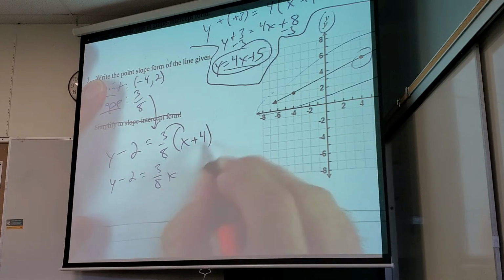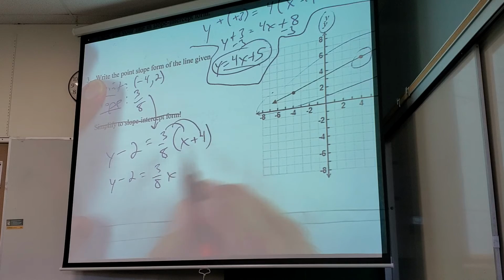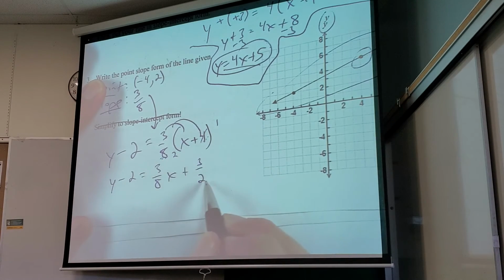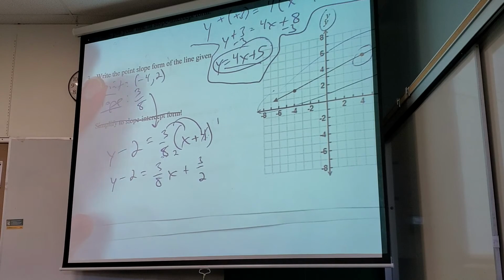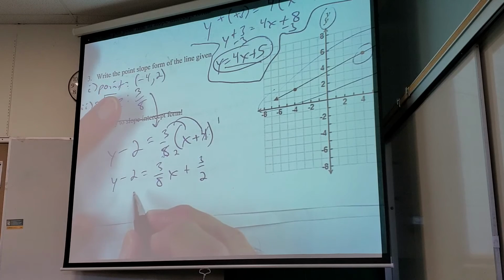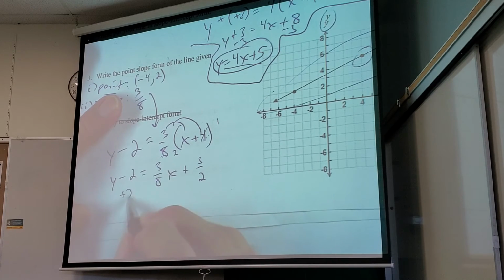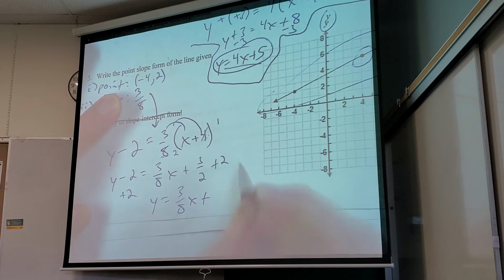What happens here when you distribute? The 8 and the 4 reduce to 1/2. Are you guys with me? And then I just have to add 2. So that'll be 4/2 plus 3/2 is 7/2.